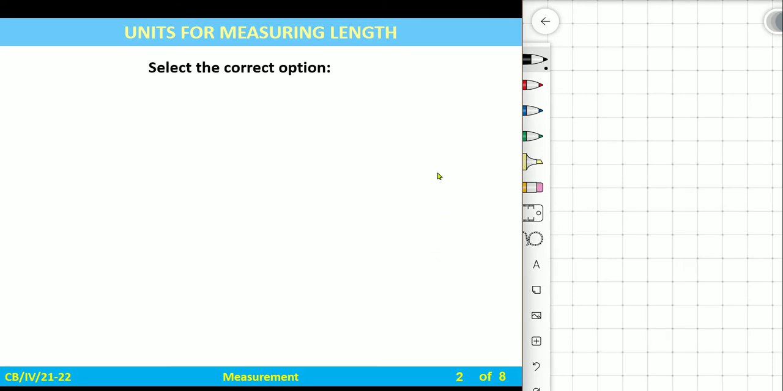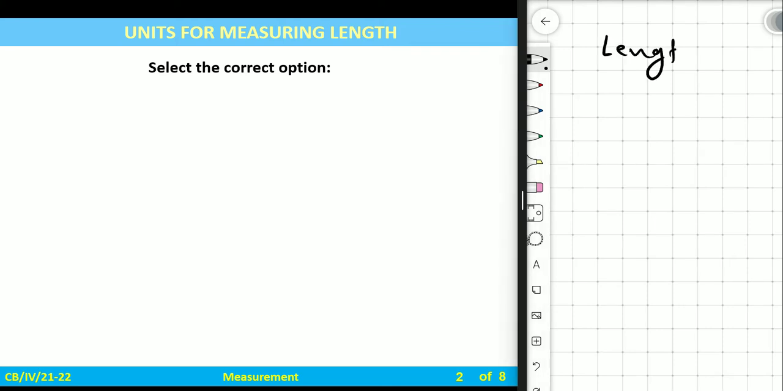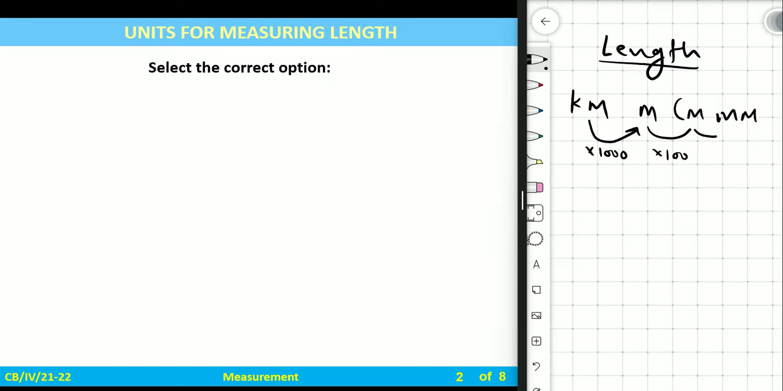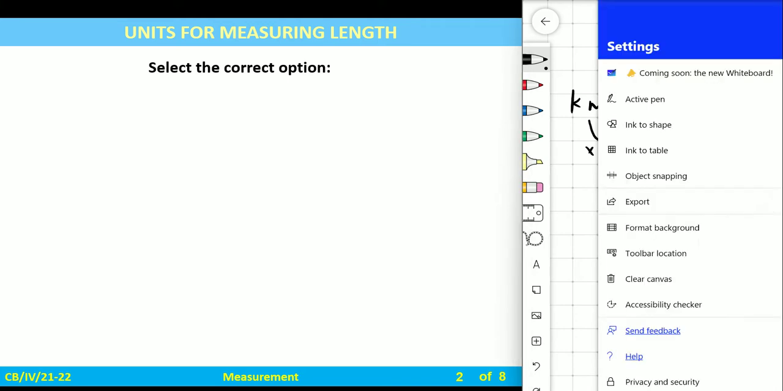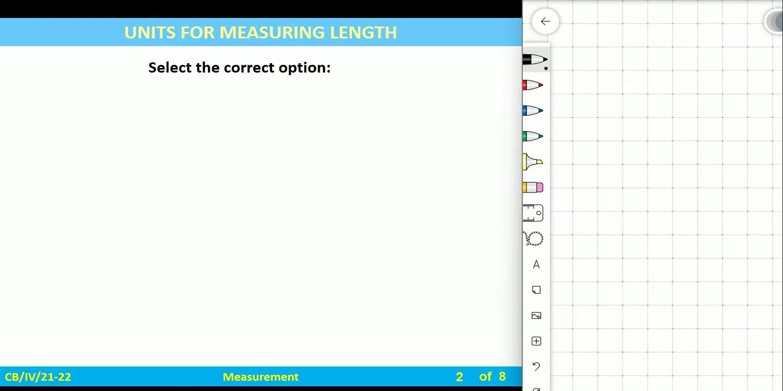Units for measuring length. As we have learnt in the last topic, length has units of measurement as kilometer, meter, centimeter and millimeter. To convert from kilometer to meter, we will multiply by 1000. To convert from meter to centimeter, we will multiply by 100. And to convert from centimeter to millimeter, we will multiply by 10. Then converting from meter directly to millimeter, we will multiply by 1000. This much we have studied in the last part. Now let us go for some examples.